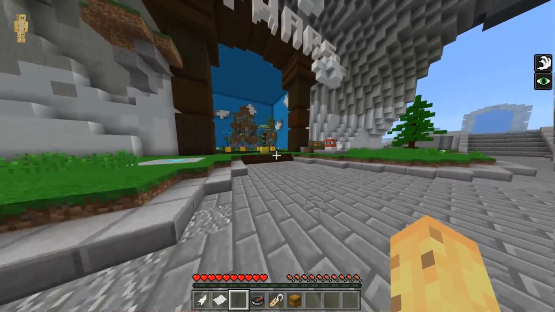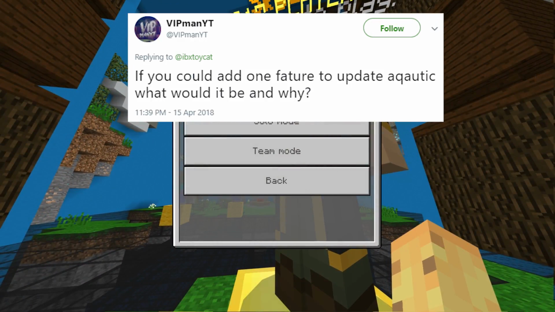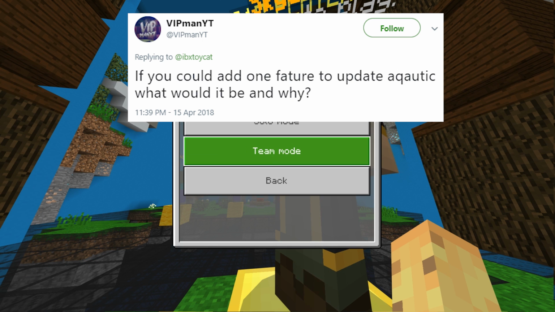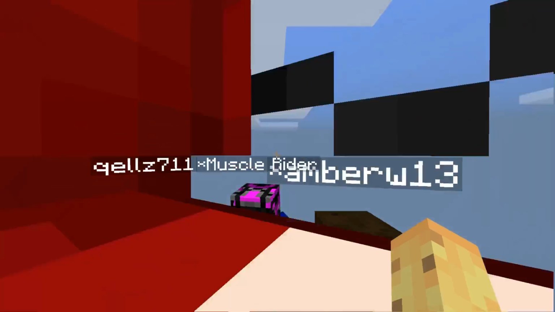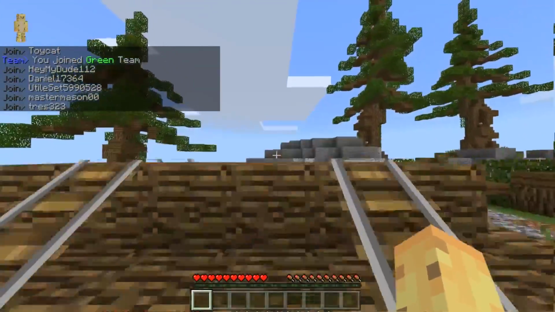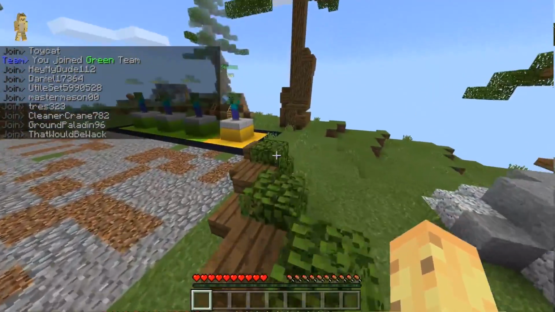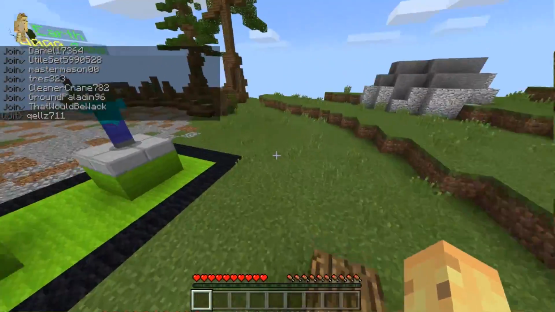But let's move to the next question, which comes in from VIP Man YT, who says, if you could add one feature to the Update Aquatic, what would it be and why? So personally, I think I'd like to see a brand new boss mob. It's been quite some time since we had a real boss challenge, and I really like the challenges of being like, because Minecraft is all about setting your own challenges, but sometimes I like the game being like, and here's a big one for you. If you can do this, you'll get a beacon, for instance.